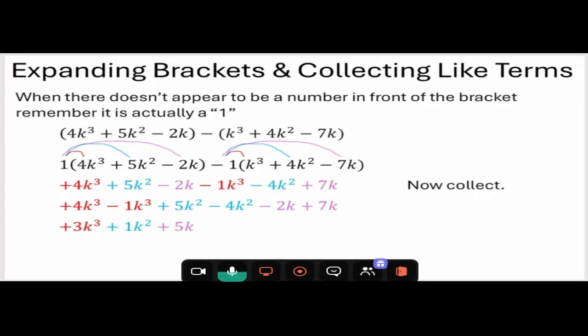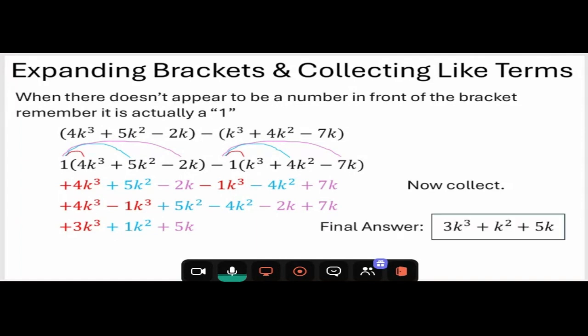And now let's write a final answer, but let's drop off the things we don't need to write. We don't need the plus out front, but we do need these 2 pluses. And we don't need that 1 in front of the k squared. So you would write your final answer like that. 3k cubed plus k squared plus 5k. Even though you know there's actually a plus there, we're too lazy to write, and there's actually a 1 there, we're too lazy to write.